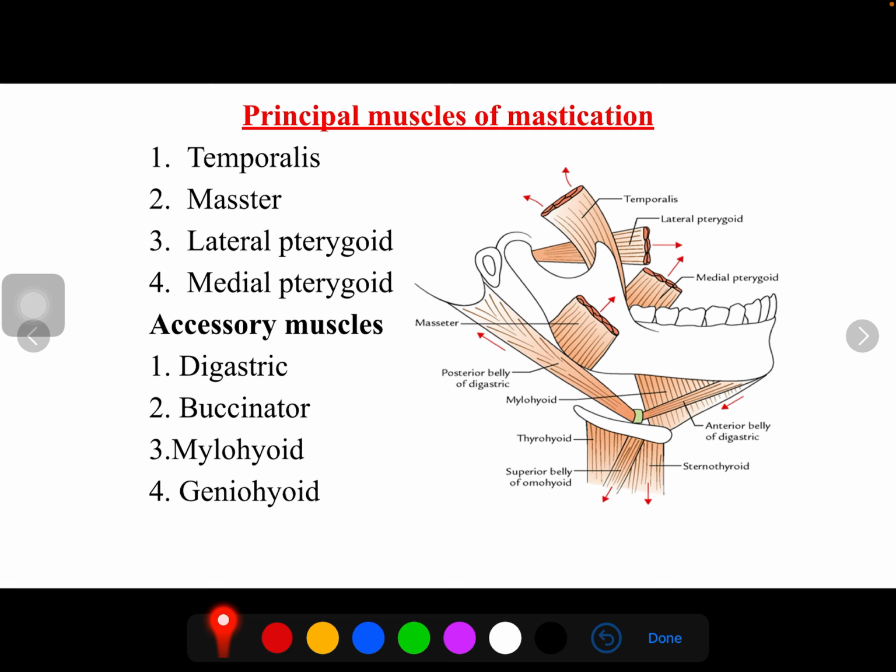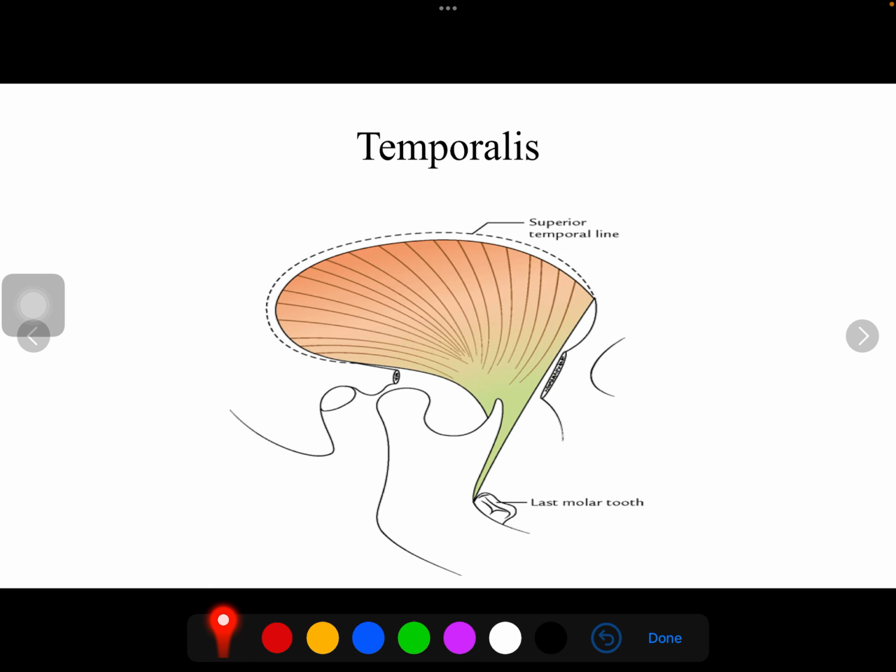Those are the principal muscles of mastication, the four muscles: temporalis, masseter, lateral pterygoid, and medial pterygoid. All these muscles have origin, insertion, nerve supply, and action, and some muscles have their own relations. First we will discuss the temporalis muscle.